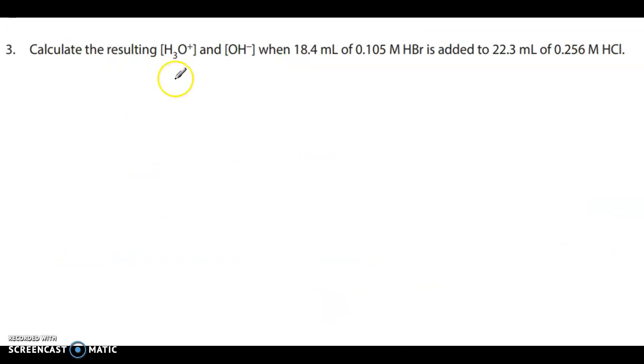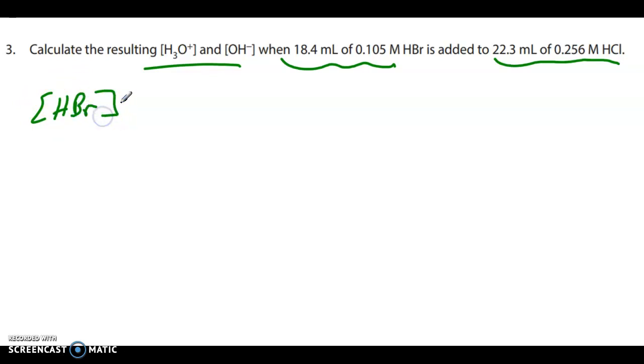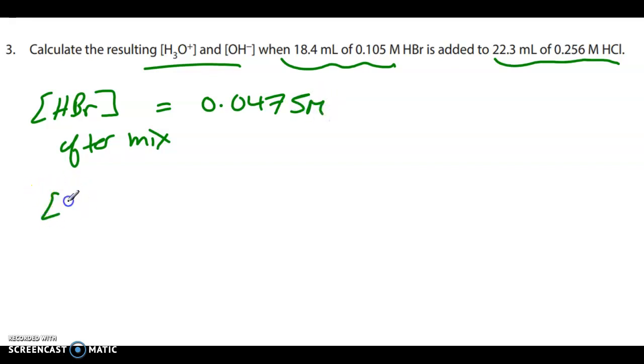Okay, so let's try and squeeze in this last one here before my time runs out on this part. Calculate the resulting concentrations when we have this added to this. This is actually very similar to the first one. You have to do the dilution equation. So the dilution equation after mixing for HBr ends up being, when you calculate it using C1V1, C2V2, and likewise HCl after mixing.